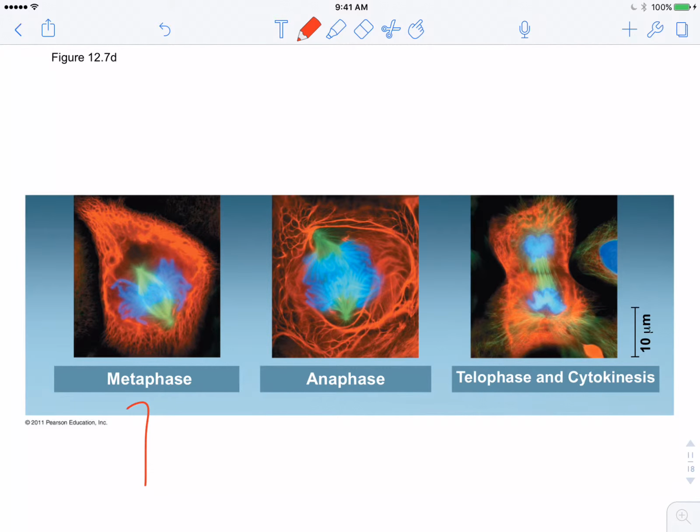Okay, metaphase is pretty easy to see. Everybody's lined up on the metaphase plate. Anaphase, you have the chromosomes separating, sister chromatids separate and are pulled towards opposite cells. And telophase and cytokinesis, you see you have two separate nuclei now, or areas where the DNA is.